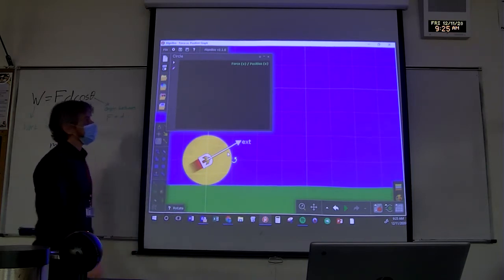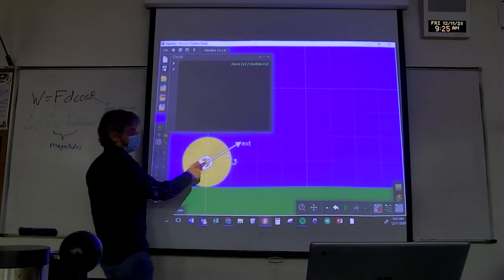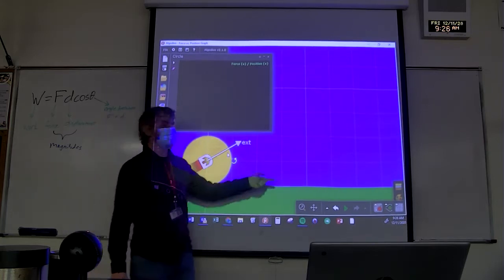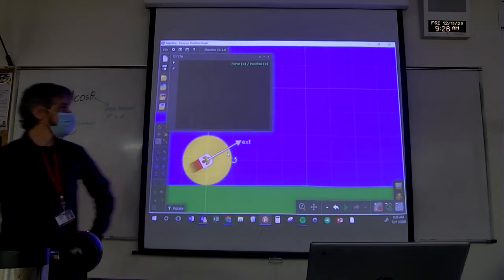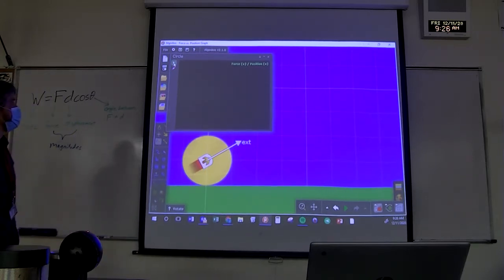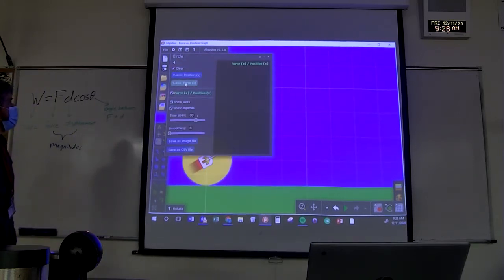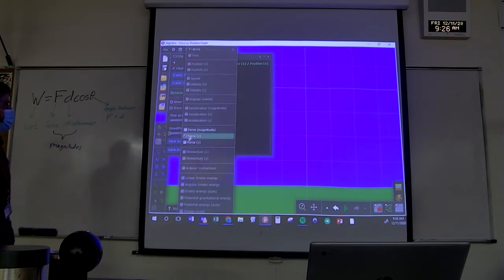Okay. So I'm going to plot the force, not versus time, but versus displacement. So I plot the force and the position x. And I think I did this. Don't want the x component of the force, I just want the magnitude of the force.